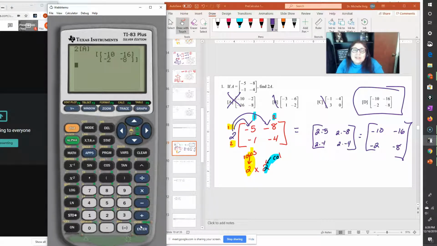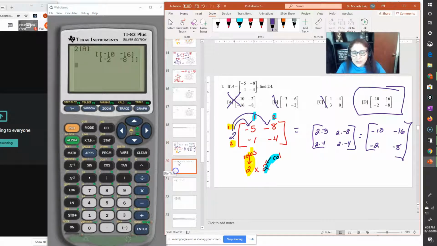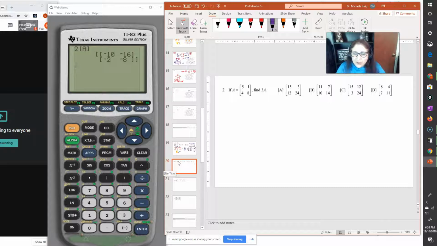So you literally could spend forever doing all the multiplication, or if you're very careful, you can type it into the calculator and let the calculator do the work for you. Why would you not want to do that? Now, there's going to be some questions, probably DOK2, that have variables involved. So in those cases, obviously you wouldn't do it, but nonetheless, it just works.